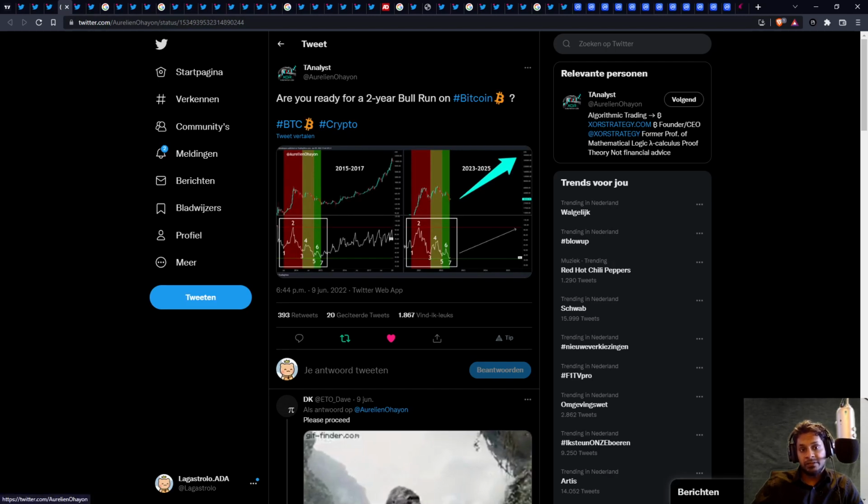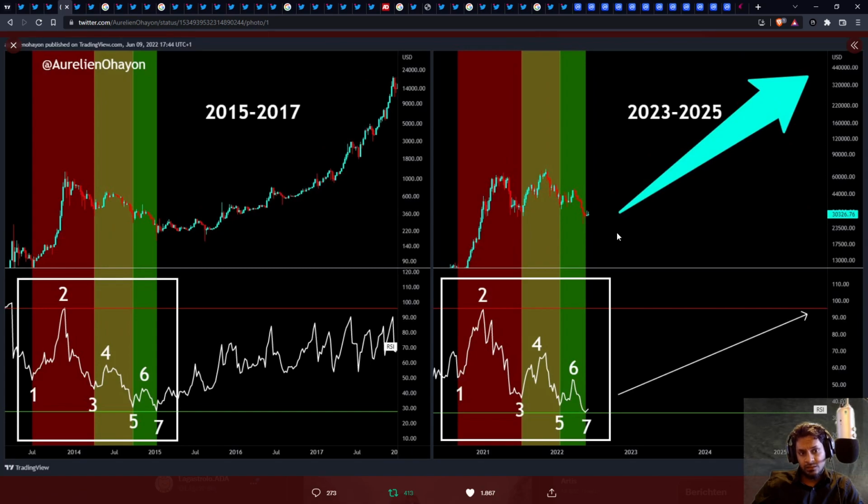All right, are you ready for a 2-year bull run on Bitcoin? Looking at this chart, we can see that this technical analysis guy divided this chart into sections. We have the red, the yellow, and the green one. And then we have a 2-year bull run that's coming up. It's going to be forming slowly.